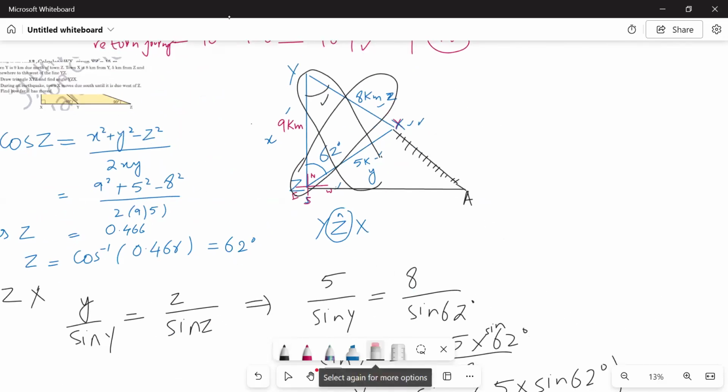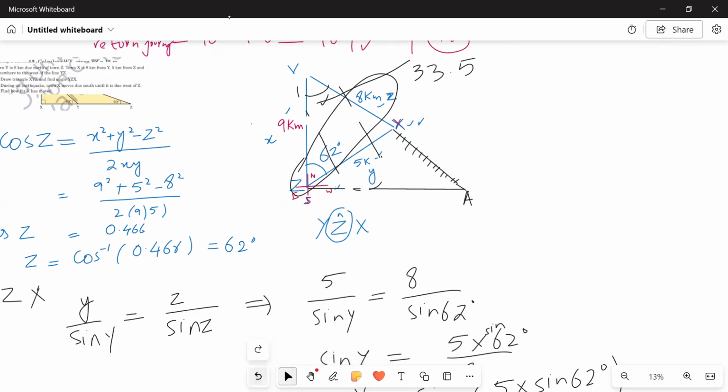So this angle is 33.5. Okay. Is it clear? Yes. So this angle is 33.5.